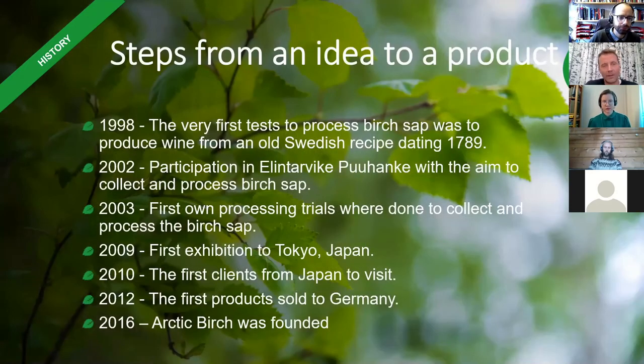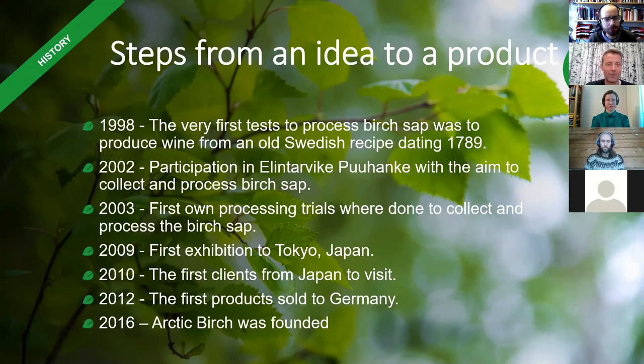We started this project in 1998, I think. The first thing I made from birch sap was a wine, and the wine was from a Swedish recipe I had from the university in Umeå. I decided that I would try it, and it was quite good. So it woke my interest for the product, and we continued from this.